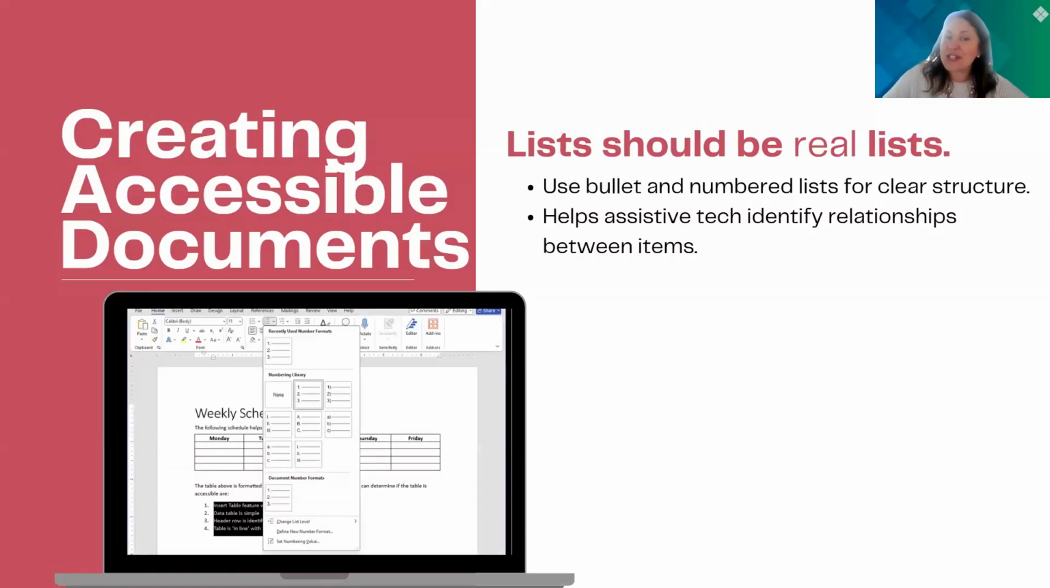Now, lists should be real lists. If we manually type dashes or numbers, it doesn't create a true list in the code that assistive technology can recognize. So you'll want to use built-in list features such as the bulleted items, the Roman numerals, whatever it might be. And that is in both Microsoft Word and Google.